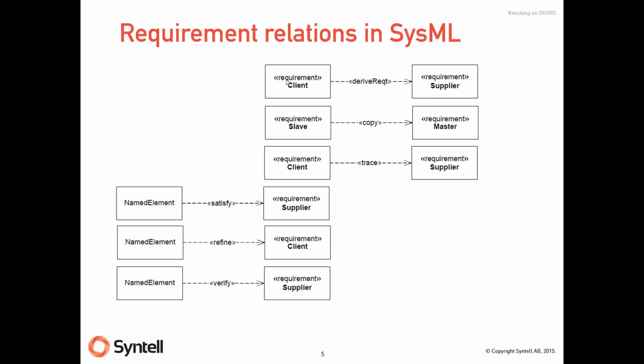The copy relation is very similar. The only difference really is that the slave requirement must have the exact same text as the master requirement. There is also a trace relation with a slightly undefined meaning.